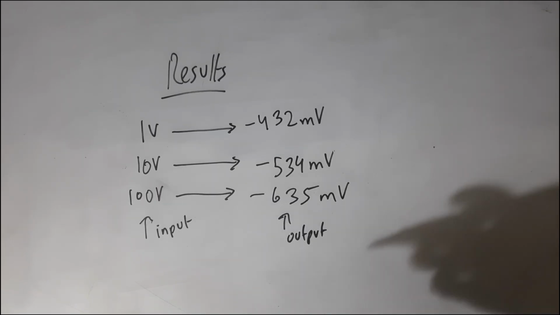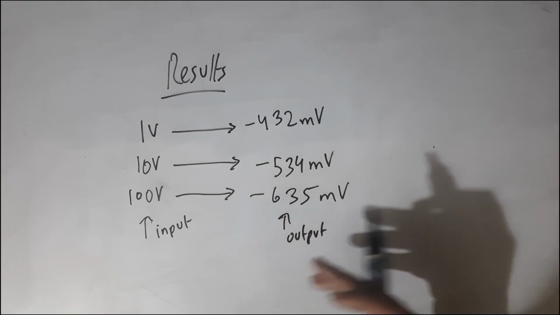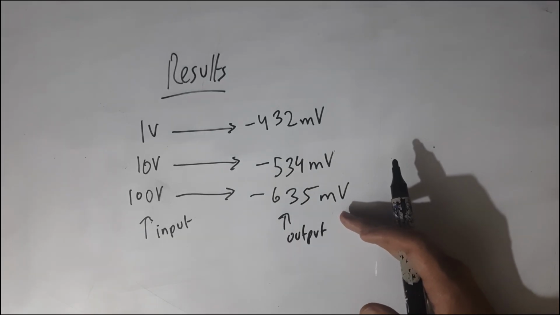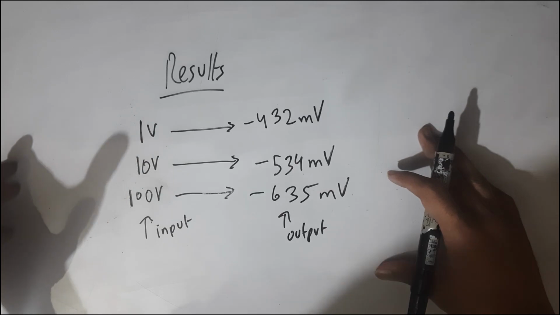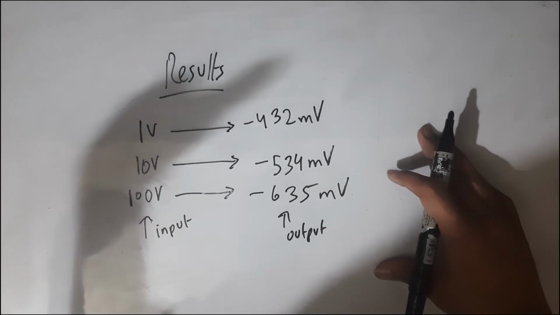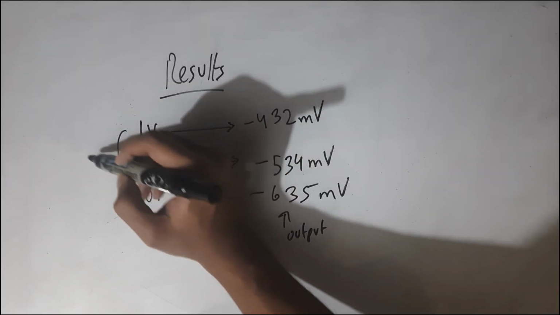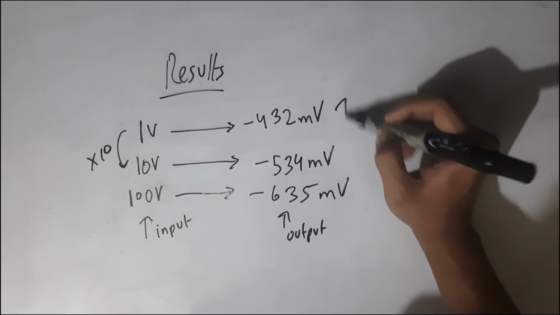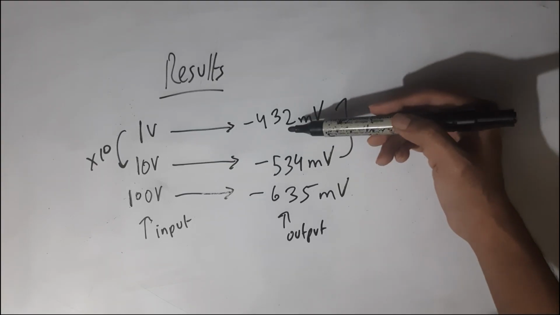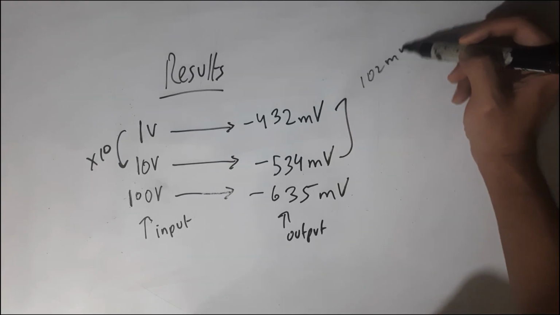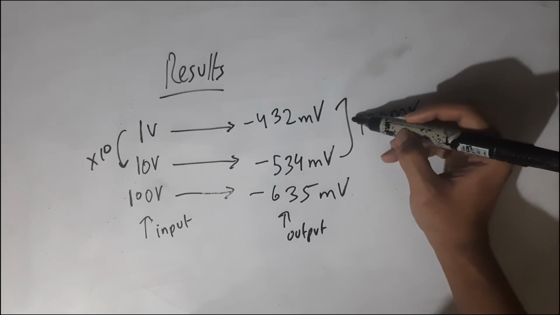After implementing the circuit on a simulation program and applying a bunch of input voltages, we received the following output voltages. If we analyze our results table, we can clearly see that our values represent the behavior of the logarithmic function. For example, if we increase our input voltage by 10 times, our output voltage changes by a constant amount. 534 minus 432 is 102 millivolts, which is approximately 100 millivolts, which got added.